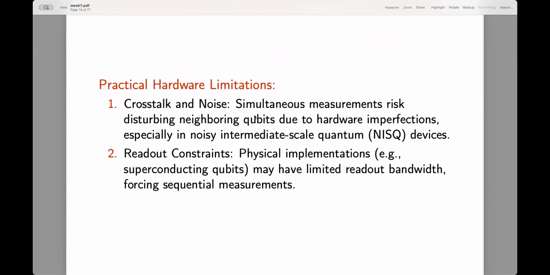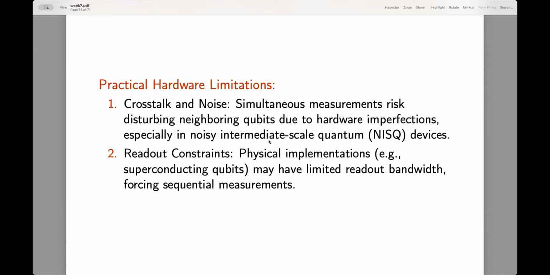So we have crosstalk and noise. There's a simultaneous measurement risk, which can disturb neighboring qubits due to hardware imperfections, especially in the type of devices which we have now. So I mentioned this case with the superconducting qubit quantum computers, where if many people are operating on the system, then the system gets heated up because it's cooled down to very low temperatures. And that means any disturbance can actually heat up the system and ruin the computational basis for it.